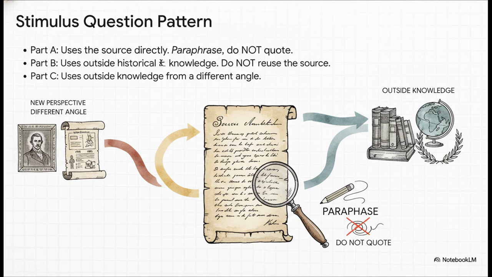And you've got to understand the pattern here. Part A is almost always going to ask you something directly about the source. You'll need to paraphrase it, never ever quote it. But parts B and C are where you really flex your history muscles. They demand that you bring in outside evidence, facts, events, people that are not in the document to connect what you're seeing to the bigger story of history.